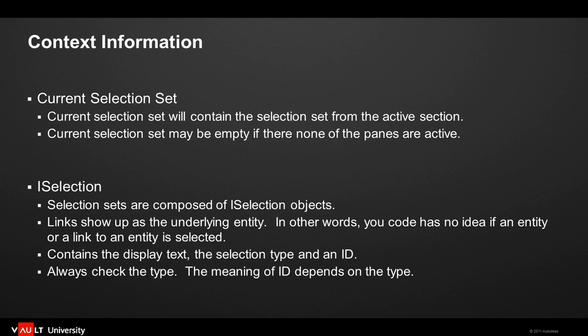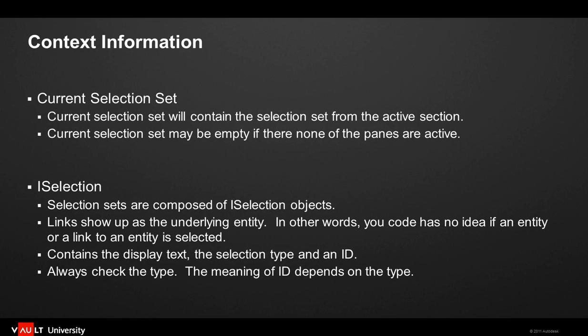Let's see. It's got the display text. So whatever the user sees is going to be in the selection object. It's going to have something that indicates what type of object the selection is. Is it a file? Is it a folder? That type of thing. And then it's going to have an ID. And that ID lets you go back to the server and look up the object. So for files, it could have the file ID. For folders, it'll have the folder ID, that sort of thing.